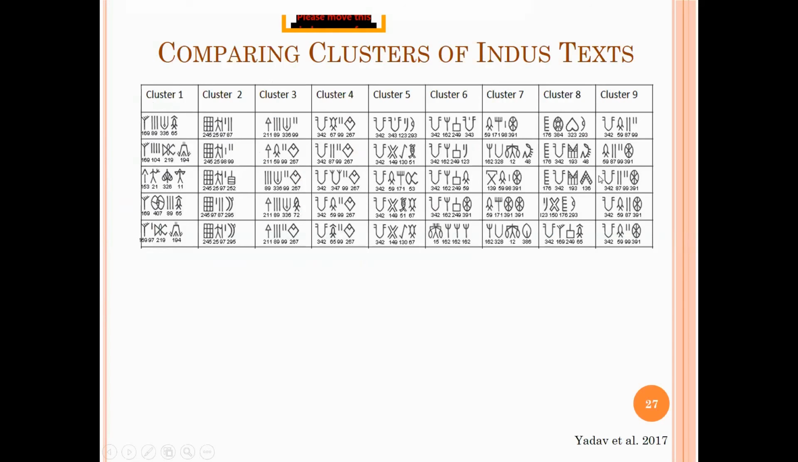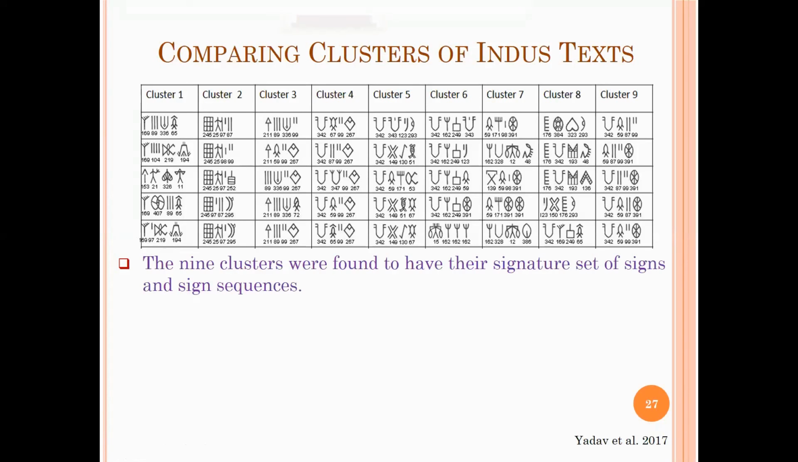So each of these clusters seems to have an affinity to certain signs and sign sequences, and this seems to have been captured very well by these 9 clusters. However, we tried to correlate these clusters to other background information such as site or object type, and no association was found between the clusters and the sites or the object types.